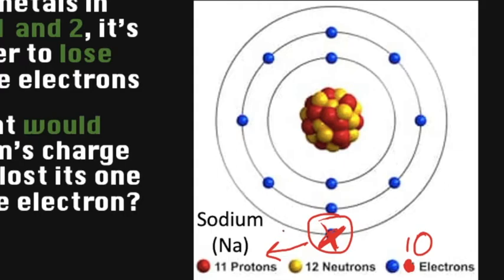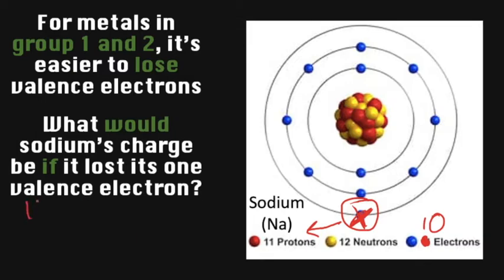Let's imagine a scenario where sodium actually did give away this extra electron. In that case, what would its charge be? We're asking the question, what would sodium's charge be if it lost its one valence electron? Well, we would still have 11 protons, which are positively charged, but now we would have 10 electrons, which are negatively charged. I hope you can see here that there is one more proton than there are electrons now. And because there's one more proton, the charge of sodium would be +1.